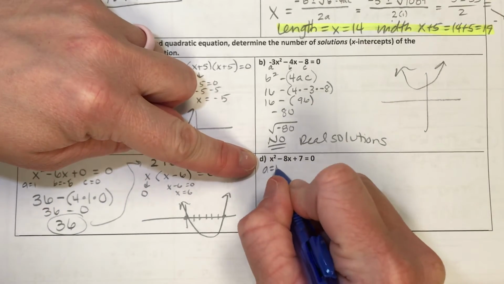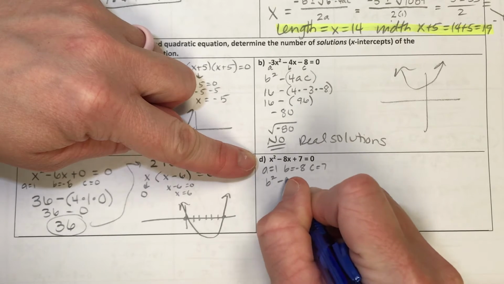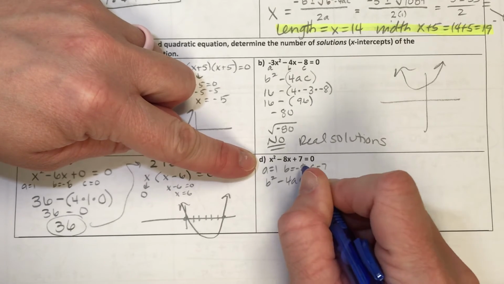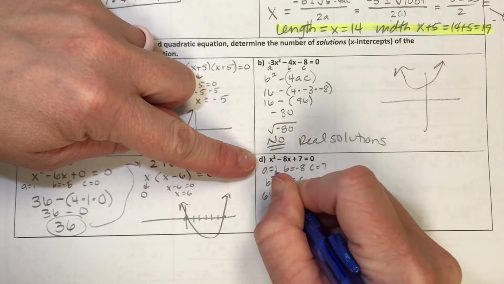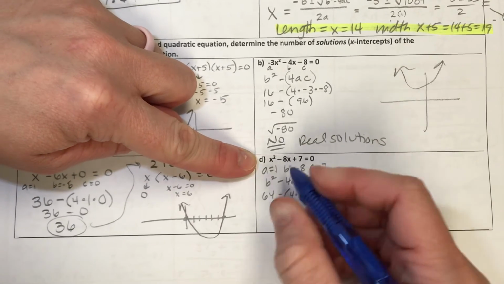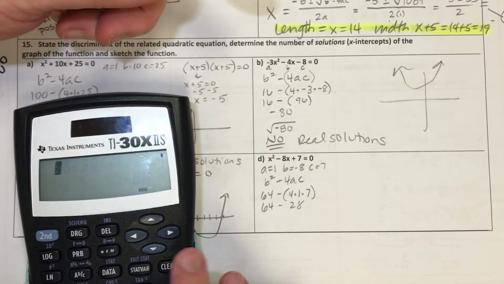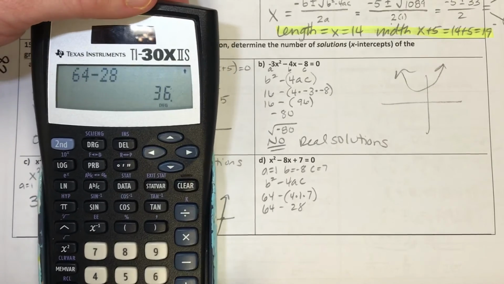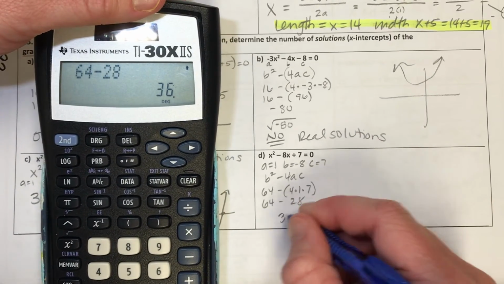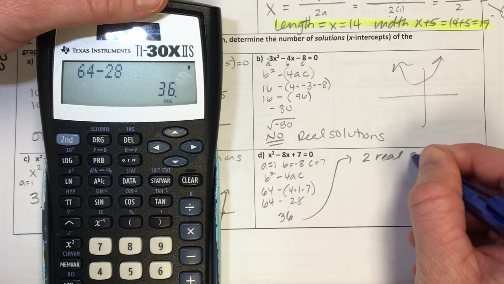Okay, now, last one over here. A is equal to 1, B is equal to negative 8, C is equal to 7. My b squared minus 4ac is going to be negative 8 times negative 8, and then 4 times a of 1 times c of 7. This would be 64 minus 28. I get 36. Again, a perfect square, and it's a positive, which means 2 real solutions.